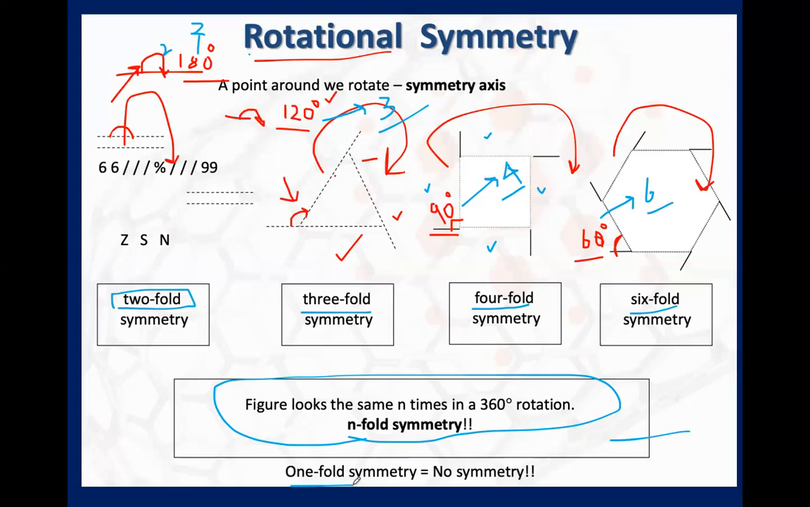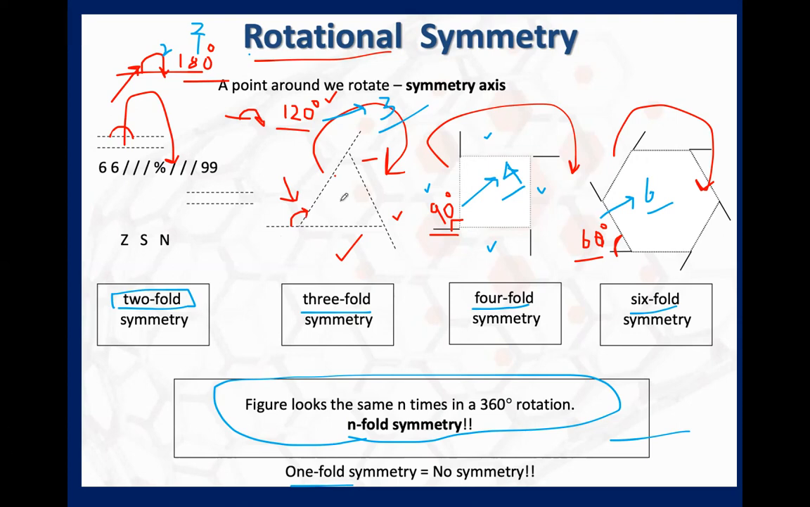That means you can't repeat it. There is no repetition. So if there is no repetition, that means it's not symmetrical, right? So you can't call it a symmetry. So there is no one-fold symmetry. Okay. So two-fold, three-fold, four-fold, five-fold, six-fold, or like that, you can have. These are called n-fold symmetrical patterns with respect to rotational symmetry.